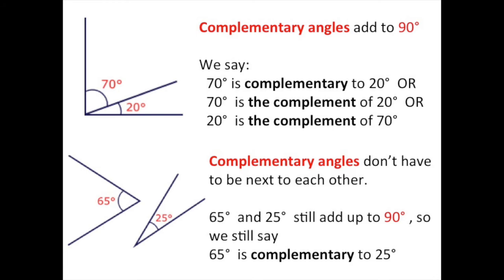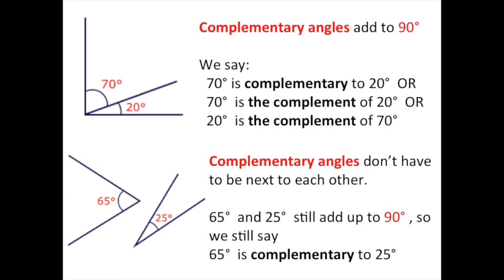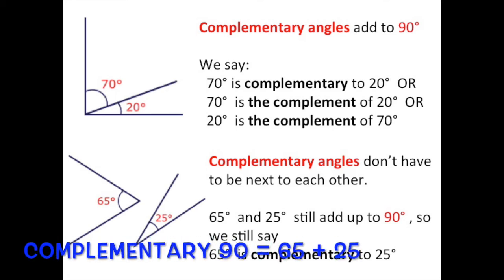You might get a question in your work or a quiz, check for understanding, that asks, what is the complement of a 70 degree angle? Or 20 is the complement of what angle? Your answer would be 70, because 70 plus 20 is 90, which is the complementary angle associated with 90 degrees. Same thing with 25 degrees. What is the complementary angle for 25 degrees? That would be 65 degrees, because those two add up to 90 degrees.